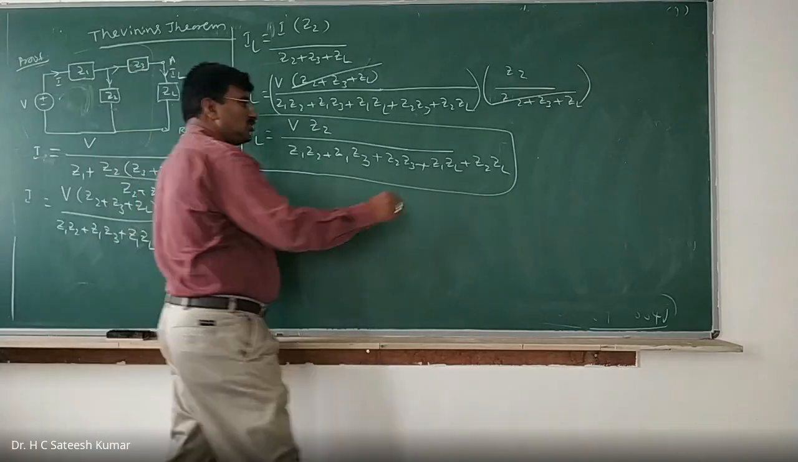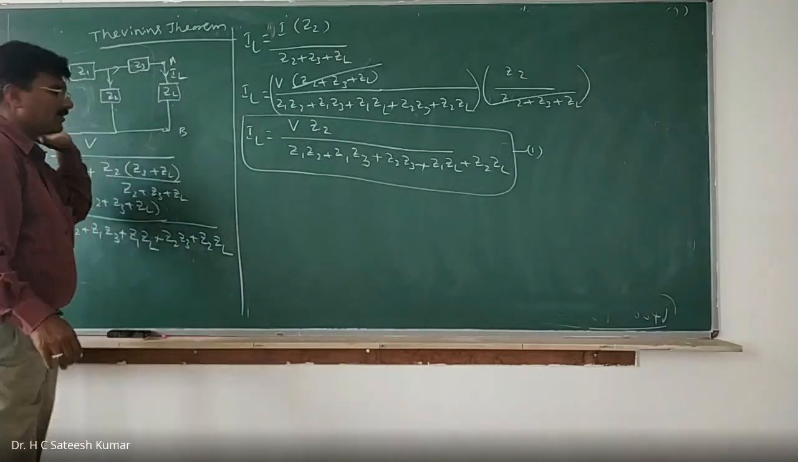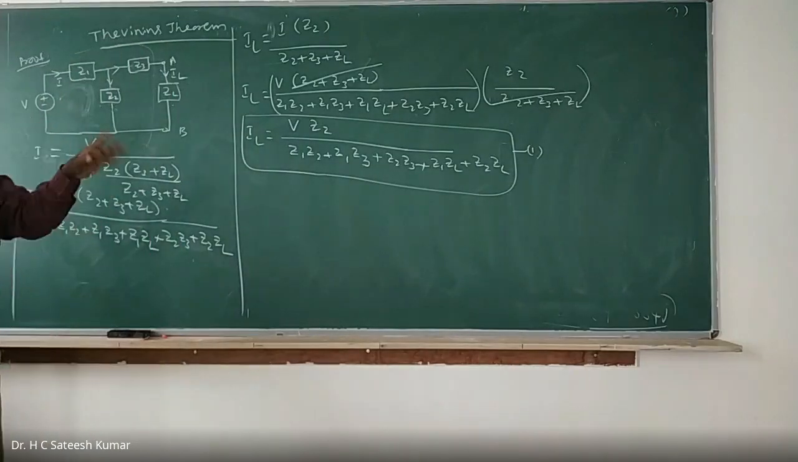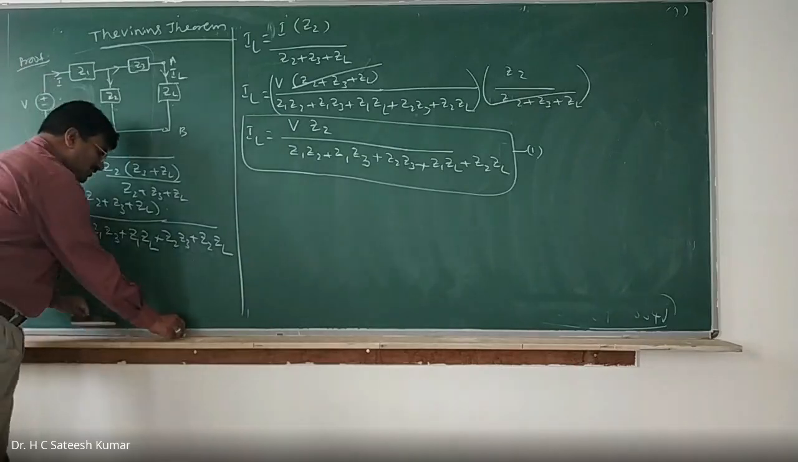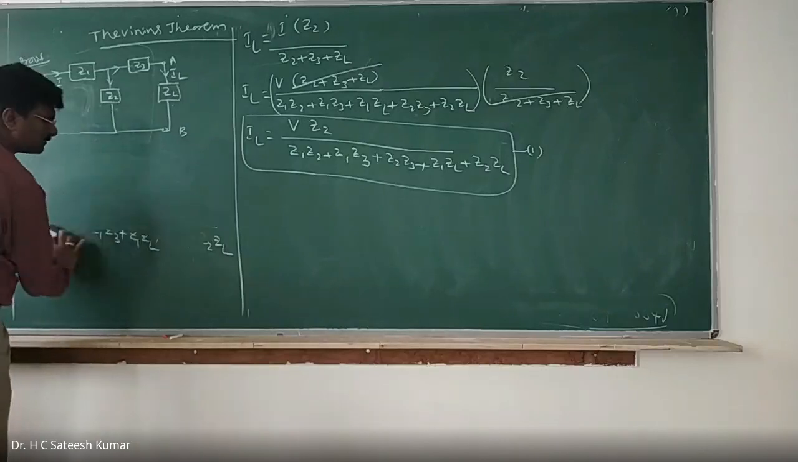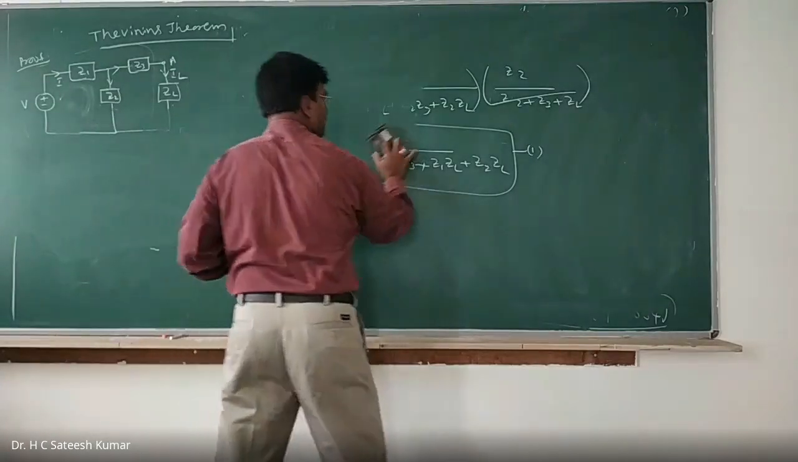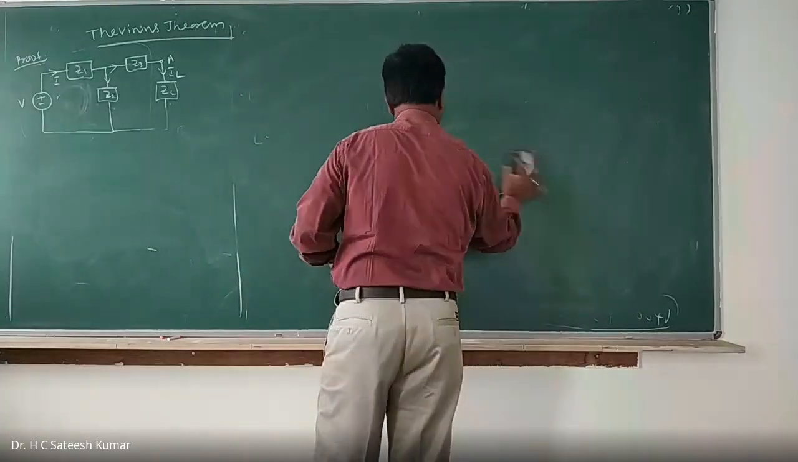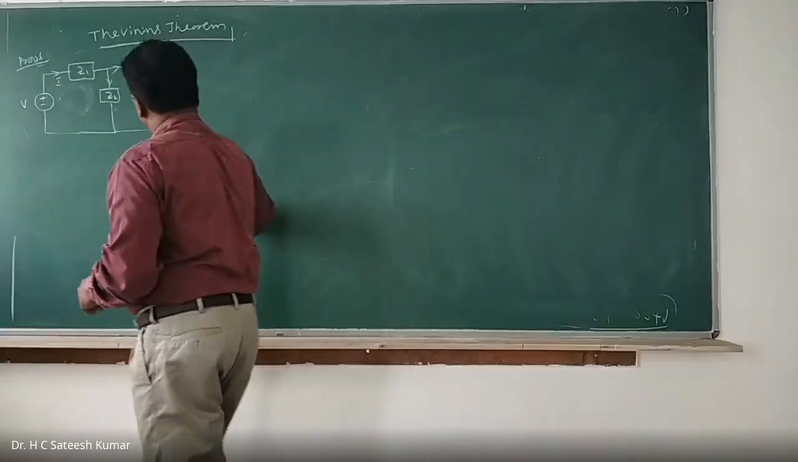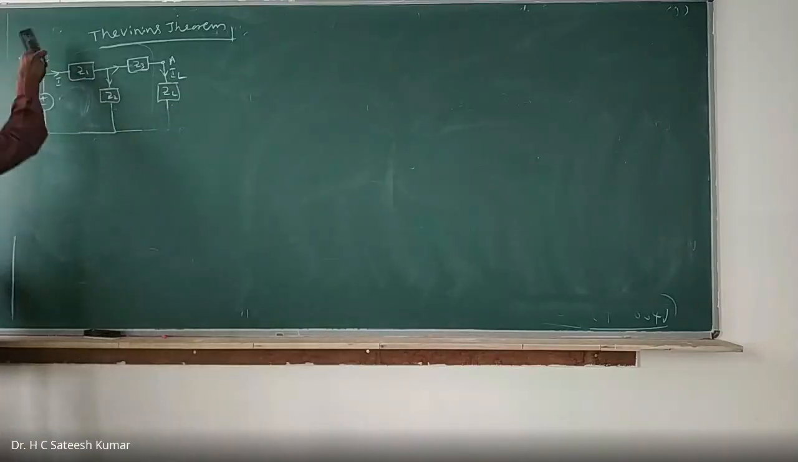So this you call equation number 1. This actual IL we got by KVL or the branch current method, any method. Now replace the circuit by Thevenin's equivalent. Now the second case, case 2.